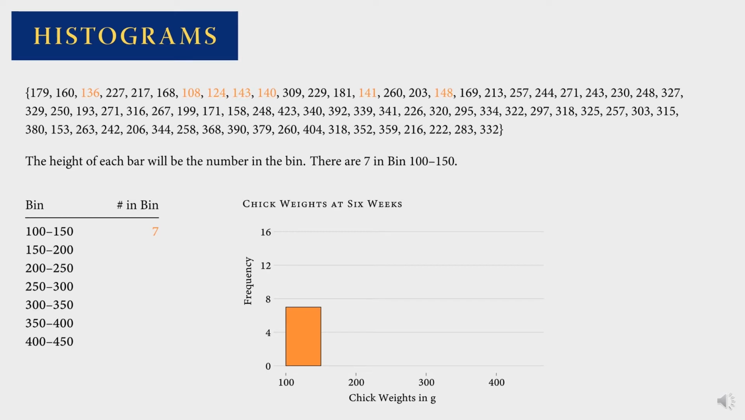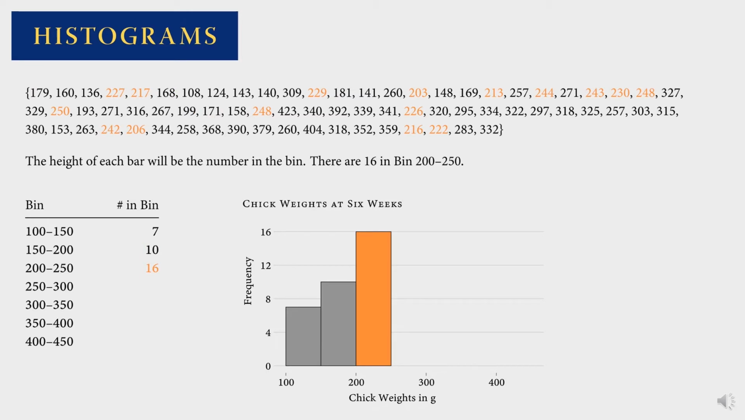There are 7 chickens that weigh between 100 and 150 grams. We put 7 in the first bin. 10 in the second bin. We draw a bar of height 10. The third bin has 16. Notice that I put 250 in this bin. That's the way R does it. I could have written the bins like this.